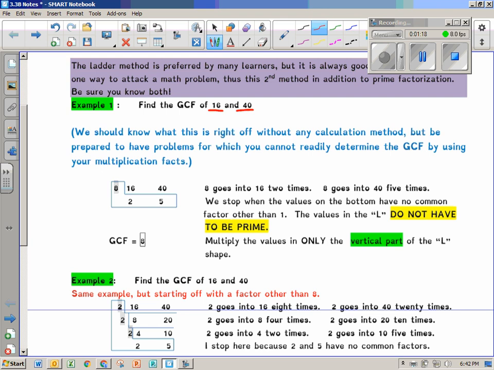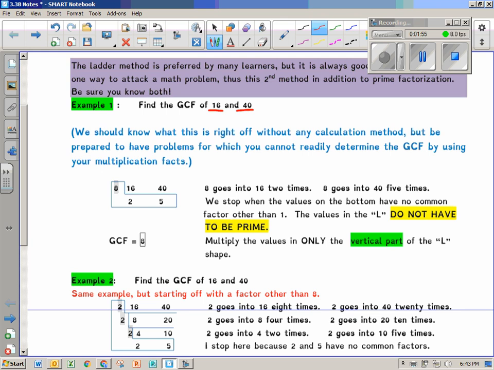So you write the two numbers horizontally, doesn't matter the order, and you pick any number that divides evenly into 16 and 40. I could have used 2, I could have used 4, I chose 8. The ladder is shorter if you start with the largest number you can think of. 8 into 16 and 40 goes 2 times and 5 times. You know you're through with the ladder when 2 and 5 don't have anything in common other than 1. So the GCF is always the vertical part of the ladder.